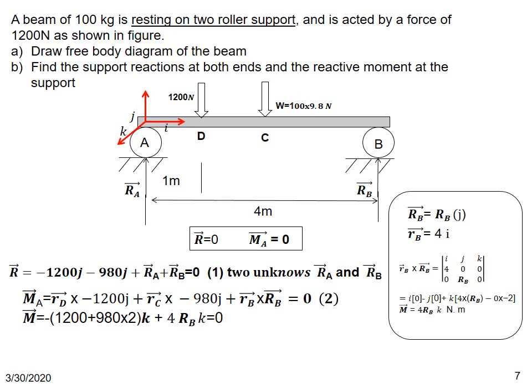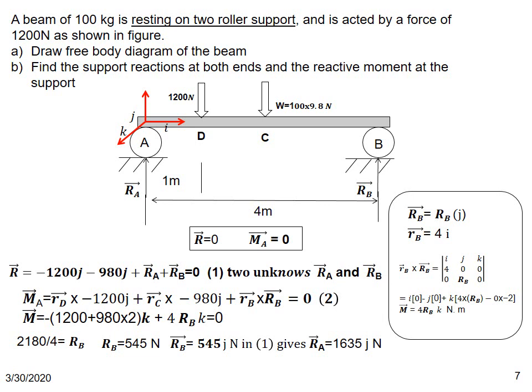We get 1200 because this is 1, so r is 1i. We get minus 1200 plus 980 times 2, in the K direction, plus 4RB equal to 0, from which we can solve for RB. RB is 2180 divided by 4, which is 545. The vector RB is 545 in the J direction. So you plug this back into the force equation, and you get RA as 1635J.